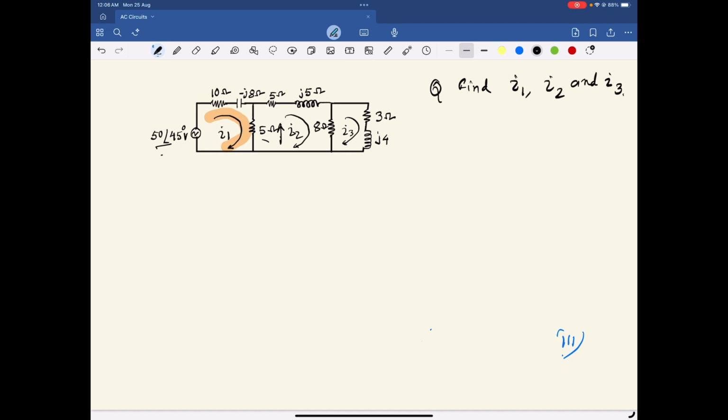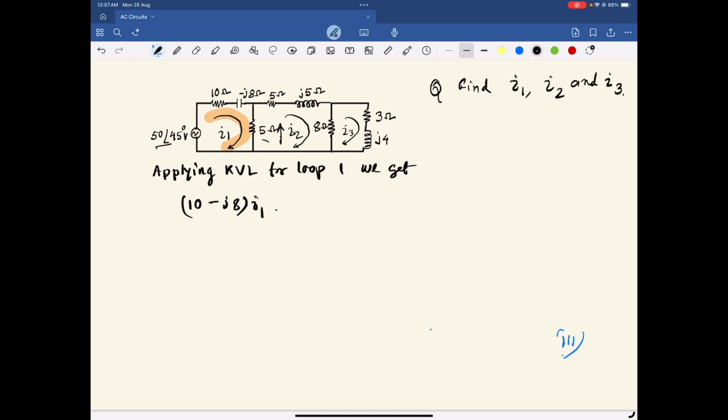Here we can see the voltage in polar form. So for loop 1, applying KVL for loop 1, we get 10 minus J8 ohms into I1.